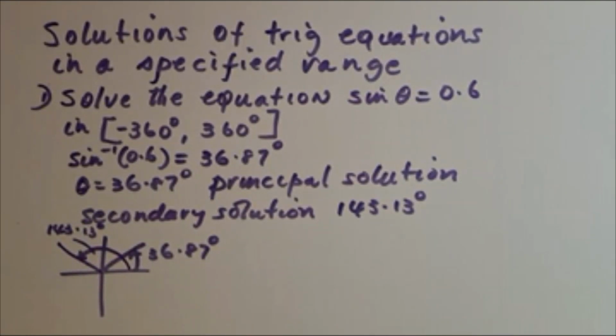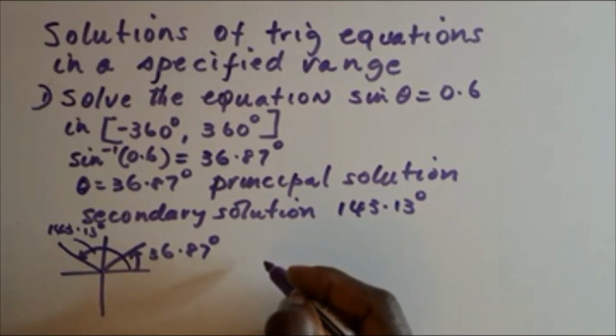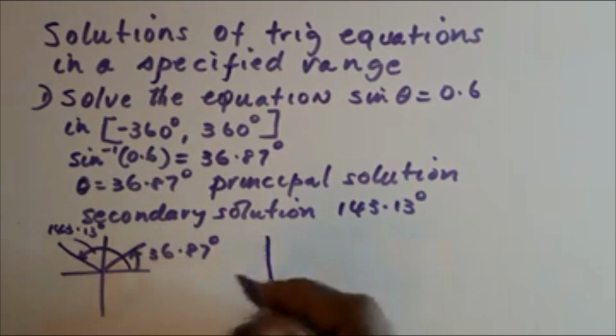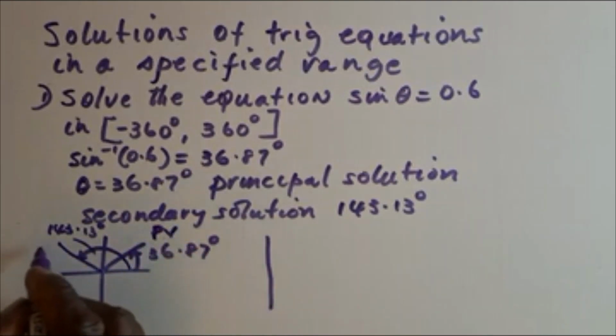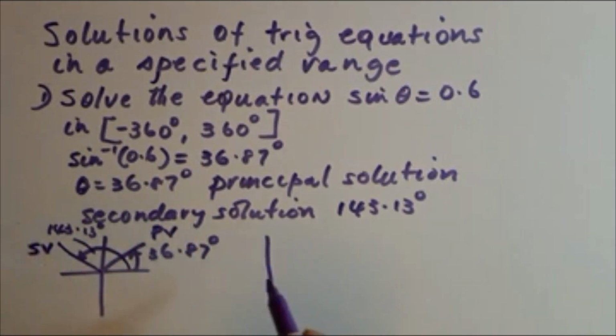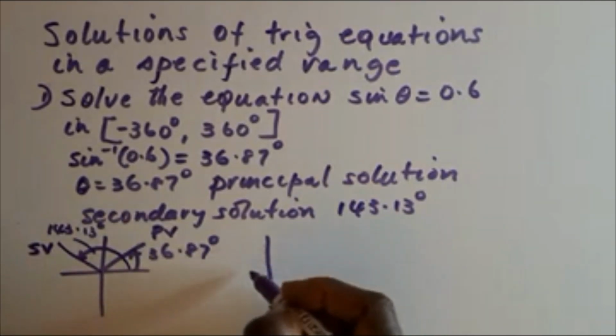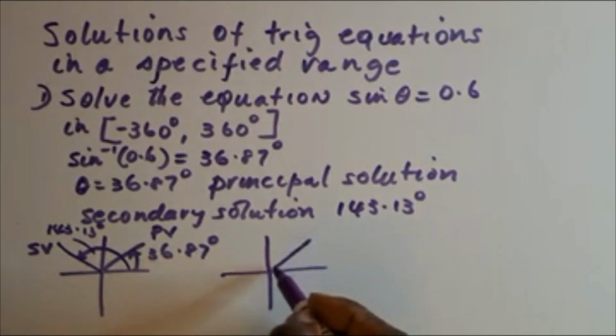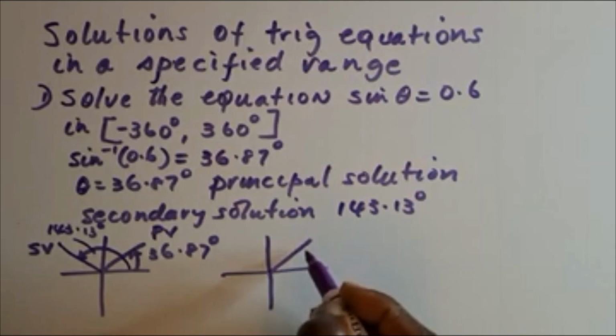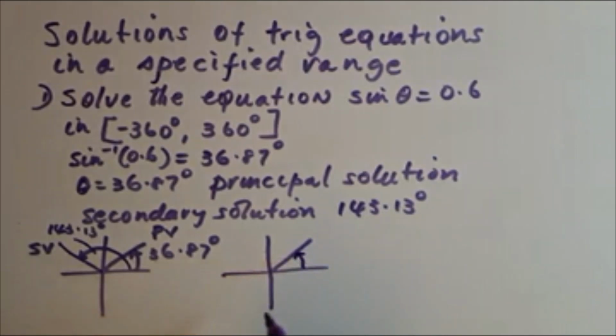Now we could go ahead and find the other angles in the range, minus 360 to 360. So first we have our principal value, and this is secondary value or secondary solution. So here we have our principal solution or angle. I just leave it like that.